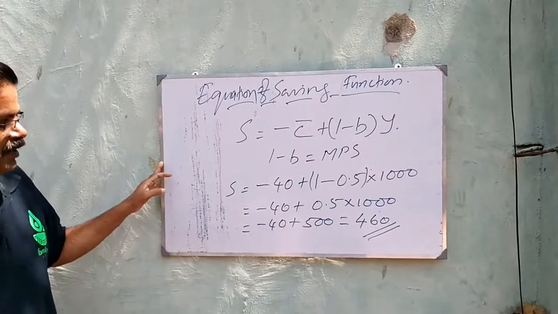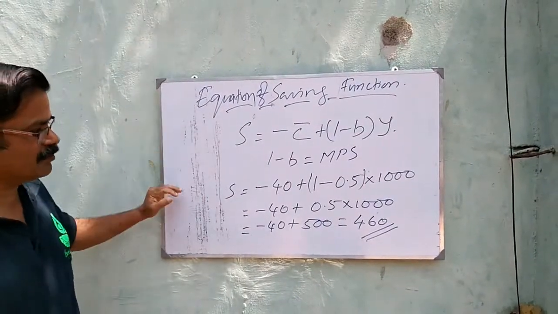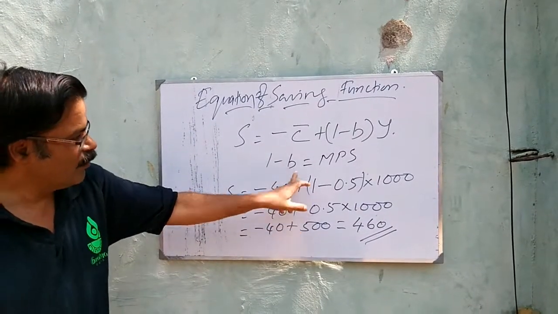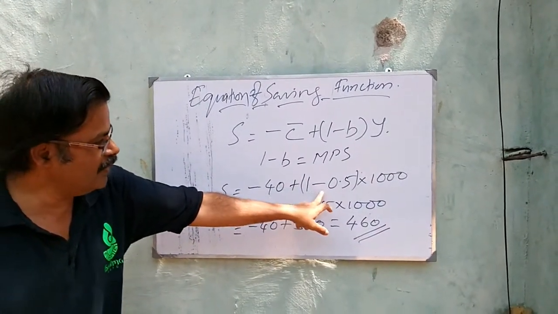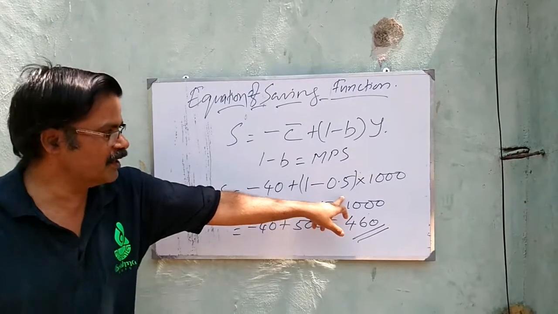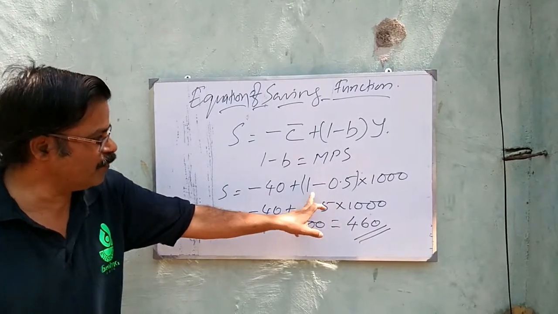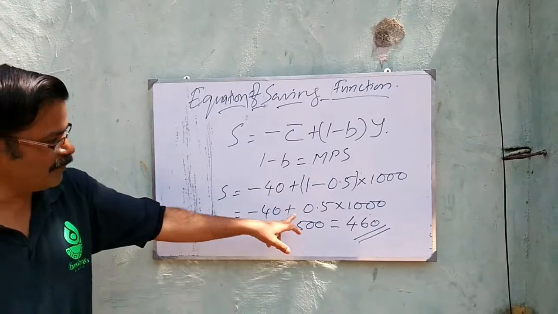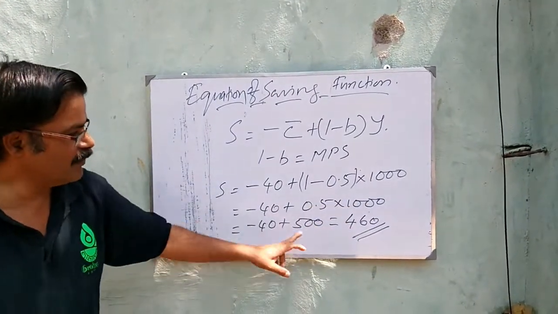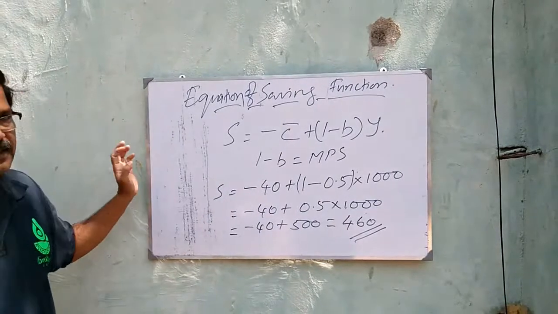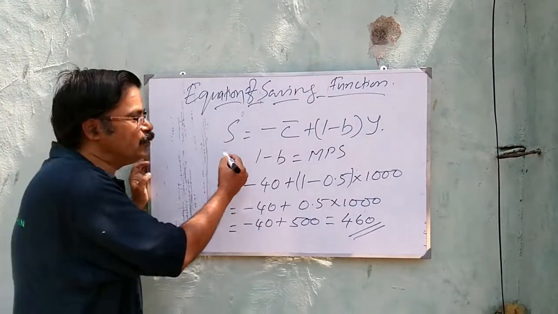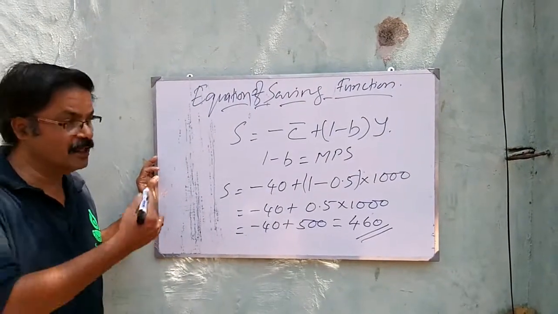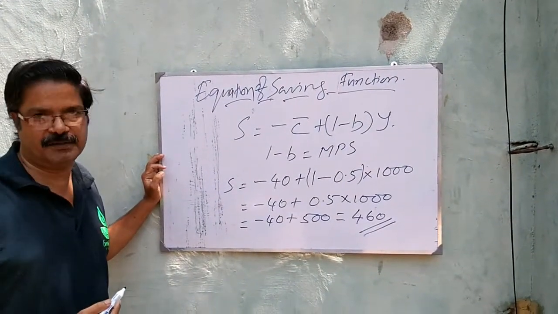Let's see an example. Suppose autonomous consumption is 40. So dissaving is minus 40 plus 1 minus B, 1 minus 0.5. Suppose MPC is 0.5, you get 1 minus 0.5 into 1000. So minus 40 plus 0.5 into 1000, finally you will be getting 460 as saving. So please do learn saving function equation also. To solve the numericals, you will be in need of this equation. Thank you.